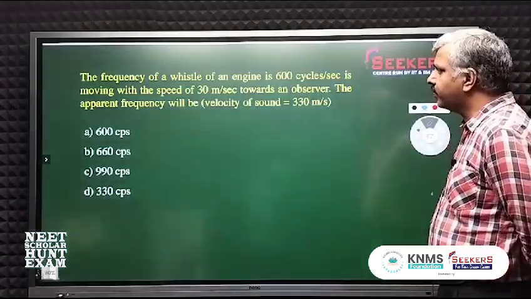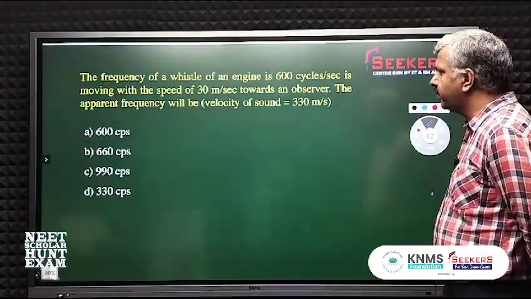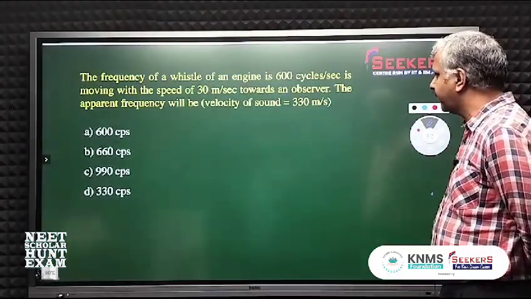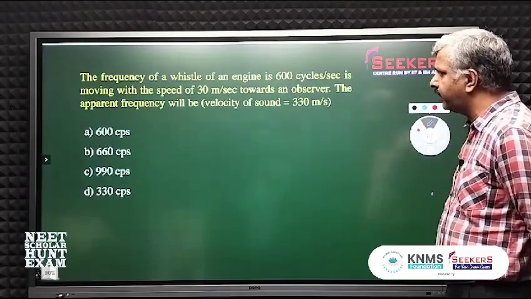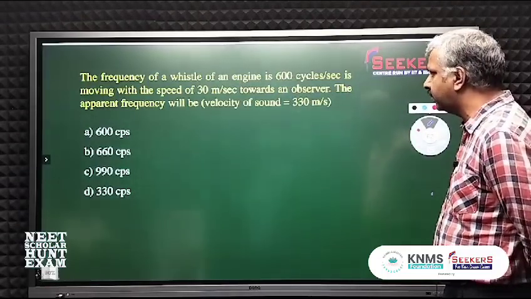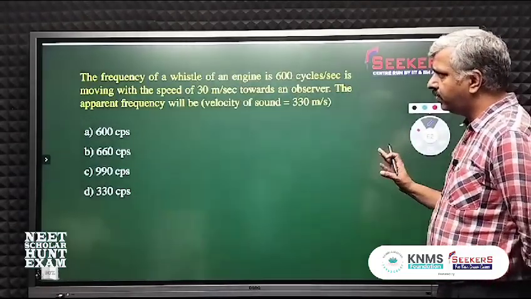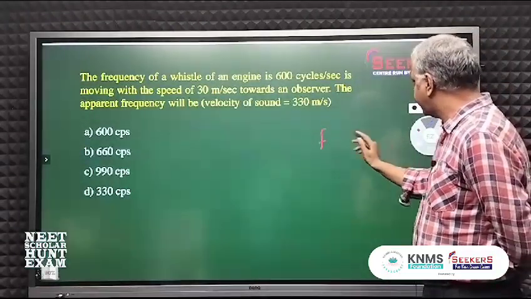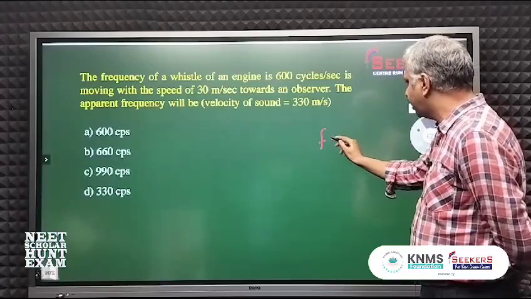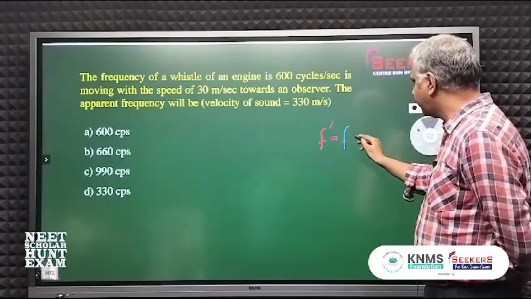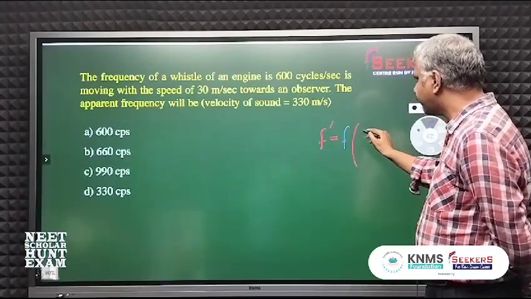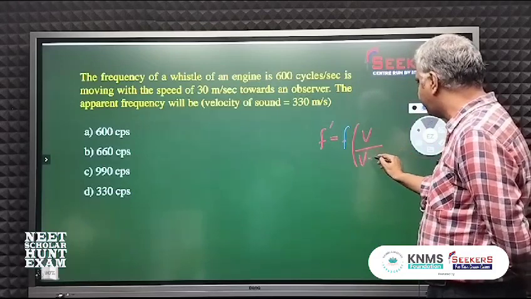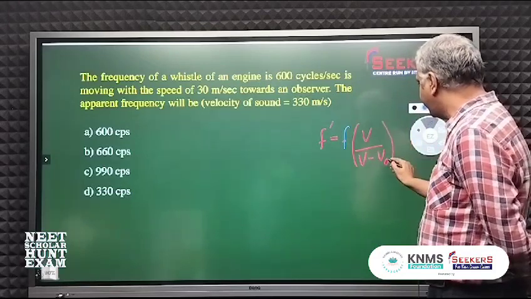Let's look at this next question. The frequency of a whistle of an engine is 600 cycles per second, and it is moving with a speed of 30 meters per second towards an observer. So now it is the source of sound which is moving. So going by our logic, I can say that f dash is equal to f into v divided by v minus v source.